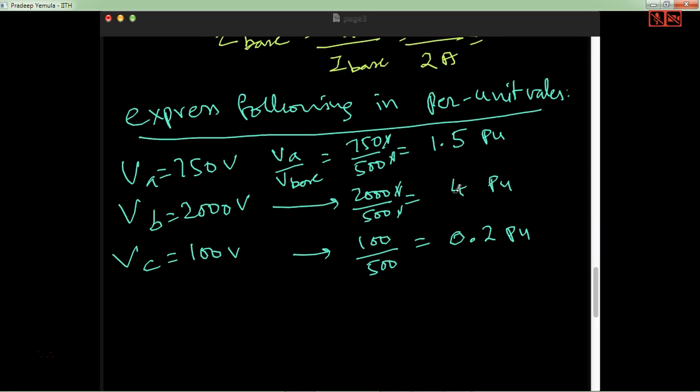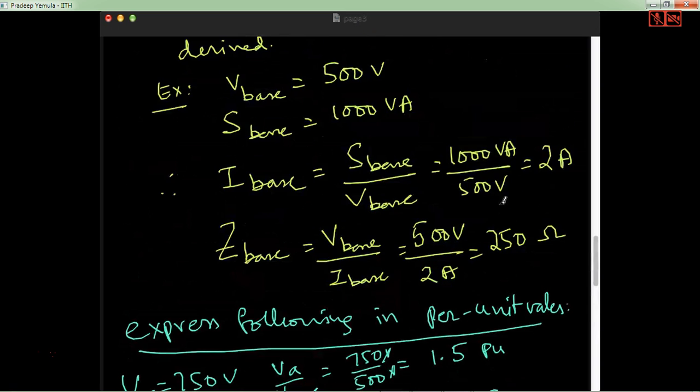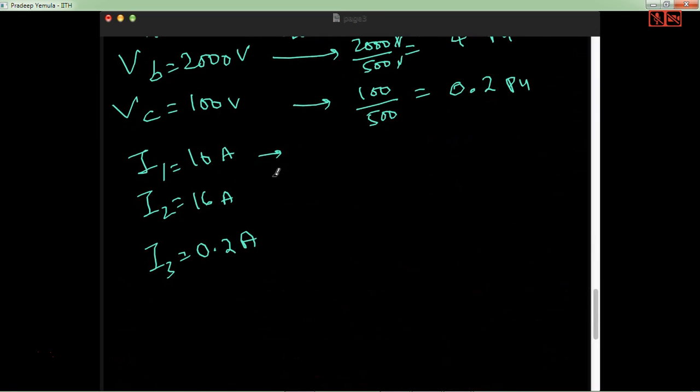The same thing you can apply for current also. So let's say I1, I2, I3. Again, I'm taking 3 examples. Let's say current is 10 amperes. Let's say current is 16 amperes. And let's say current is 0.2 amperes. So now 10 amperes, what do you do? Simply divide by the base current. Remember, according to our per unit system, what is the base current? 2 amperes is the base current. So simply 10 amperes divided by 2 amperes. So I'll get 5 per unit.